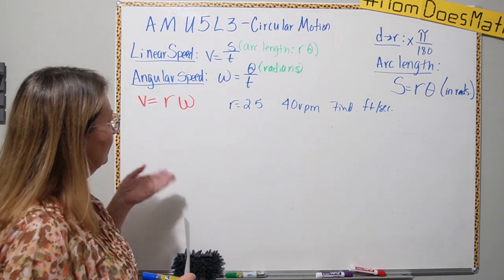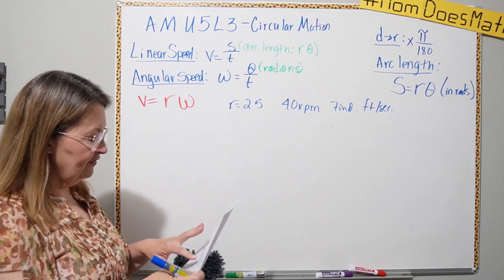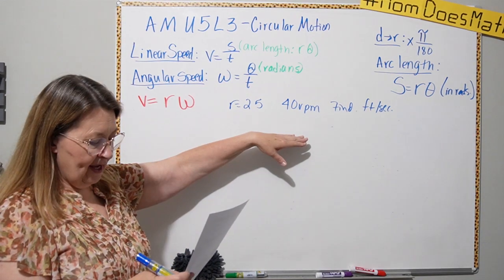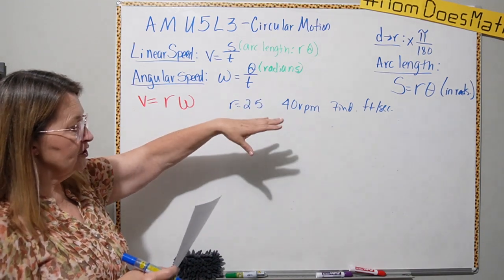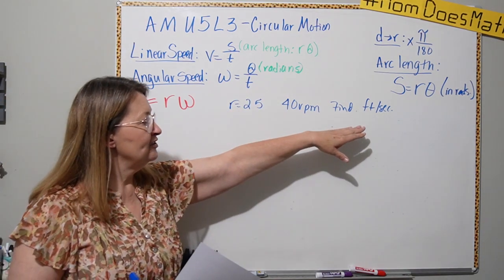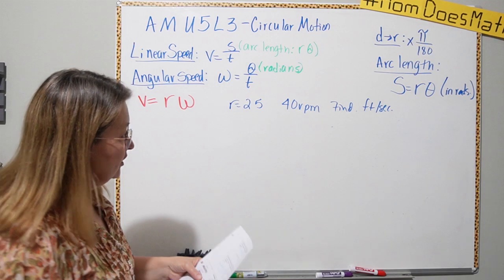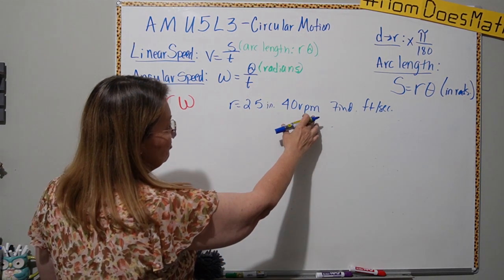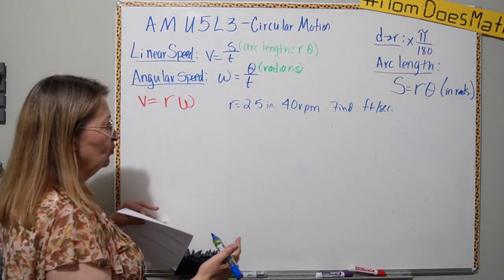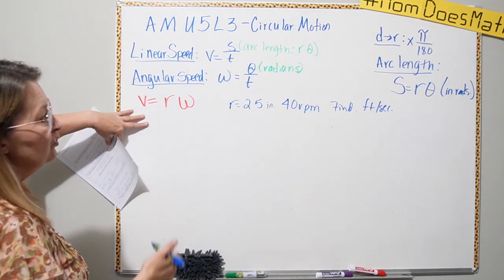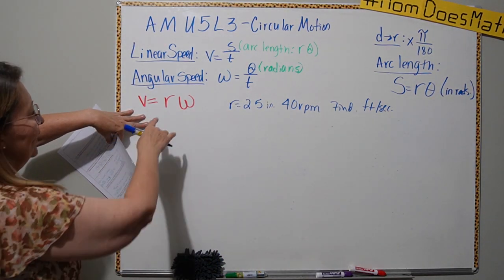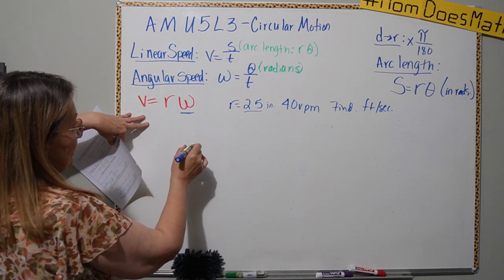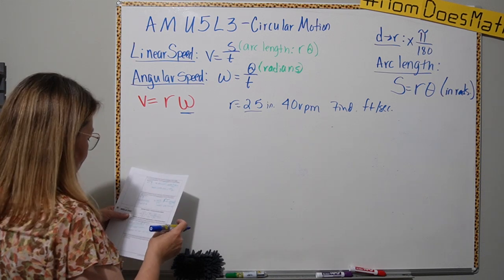In problem number 8, we have a ceiling fan with 25-inch blades. So our radius is 25, and it is going around at 40 revolutions per minute, and we want to find the answer in feet per second. We are given inches and minutes, so we are going to have to convert when we get through. So let's use our new-ish formula. We need the radius, which we already have. We need to find angular speed, which is theta over T.